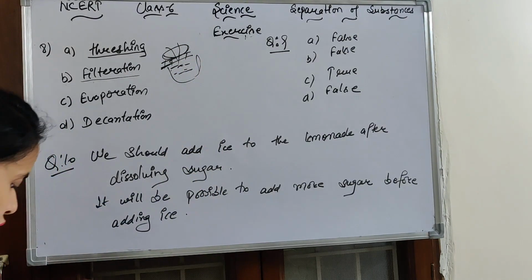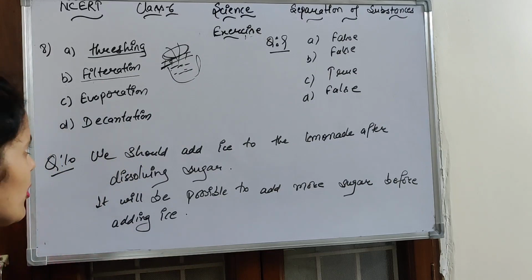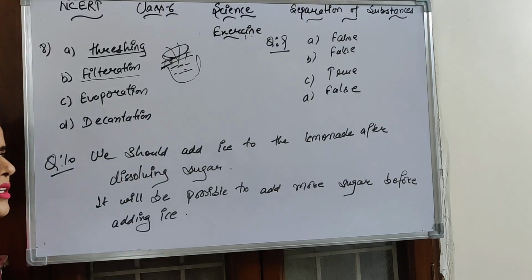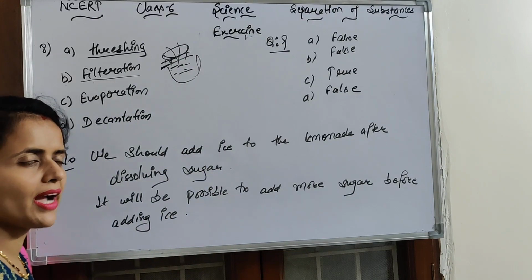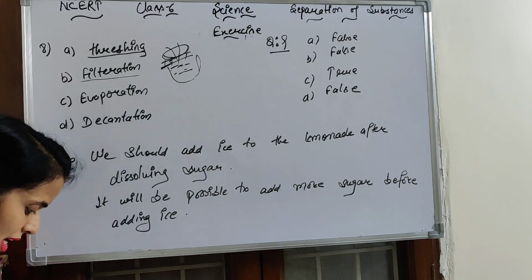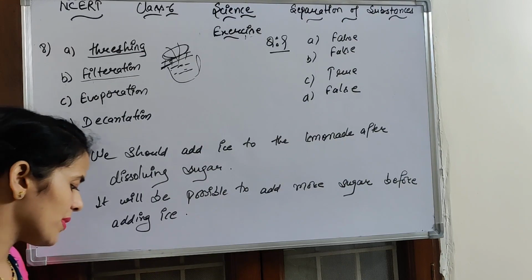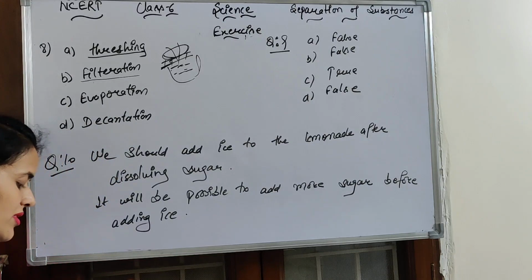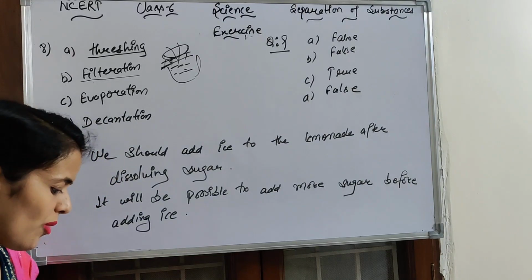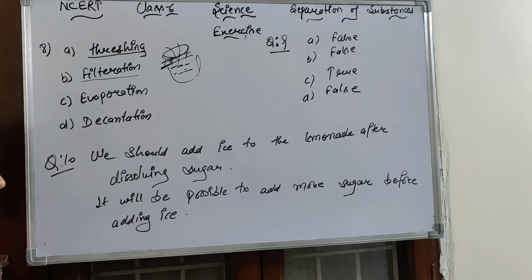Next part, salt is obtained from sea water by the process of evaporation. Yes, all of you know that salt is obtained from the sea by the process of evaporation. Next question, impurities settle at the bottom where muddy water was kept overnight in a bucket. The clear water was then poured off from the top. The process of separation used in this example is known as decantation.